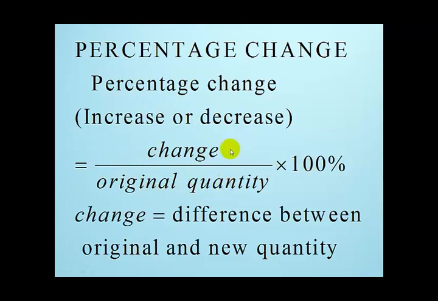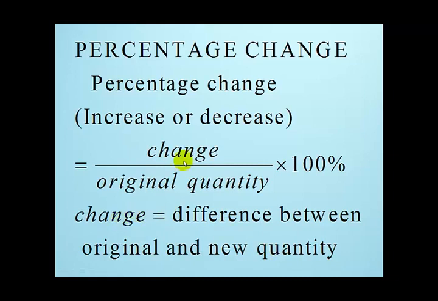I repeat, percentage change, that is increase or decrease, is equal to the change divided by the original quantity times 100%. Now the change is equal to the difference between the original and the new quantity. So if you want to find the change, it's equal to the difference between the original and the new quantity.